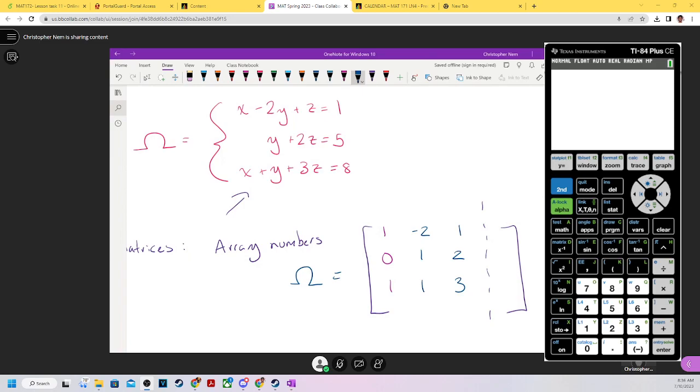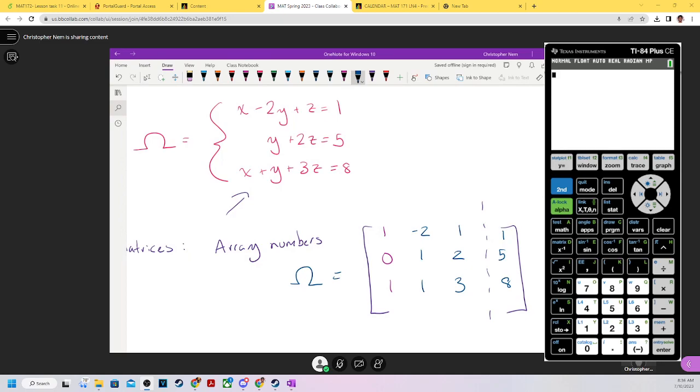Now, this is what we call an augmented matrix because even though we have 3 variables, we want a fourth column for whatever our variables are set equal to. So I'm going to put down 1, 5, and 8. These are the coefficients of each variable and what they're equal to in particular.